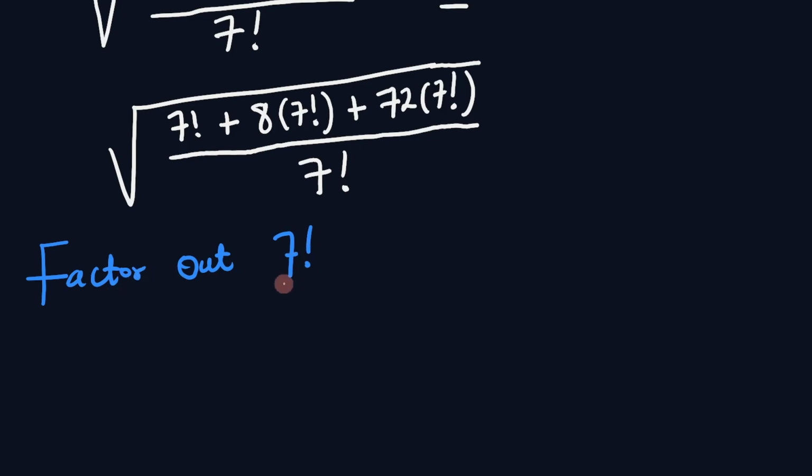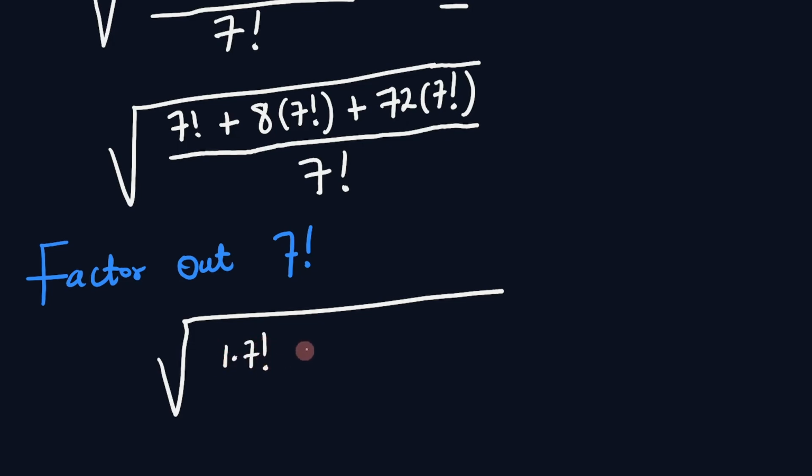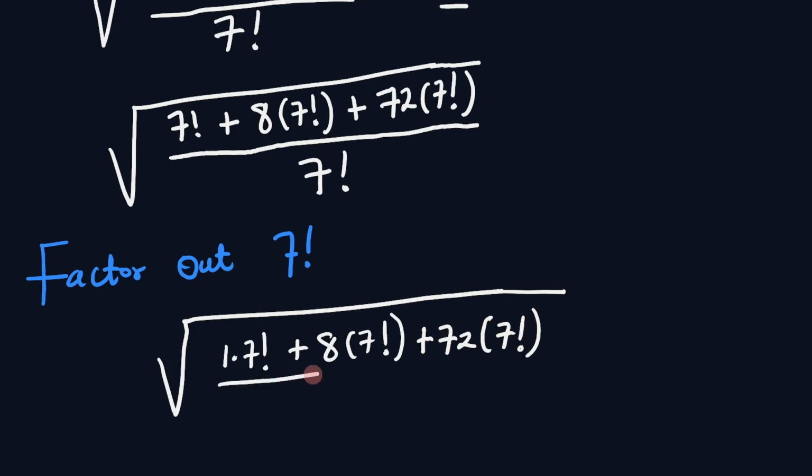So we need to factor out 7 factorial in this question. To do this, we can see that there is an invisible 1 that is multiplying 7 factorial. So 7 factorial can be written as 1 multiplied by 7 factorial, plus 8 multiplied by 7 factorial. We are not changing anything by introducing this 1, because 1 multiplied by any number is still that number, plus 72 multiplied by 7 factorial, all divided by 7 factorial.